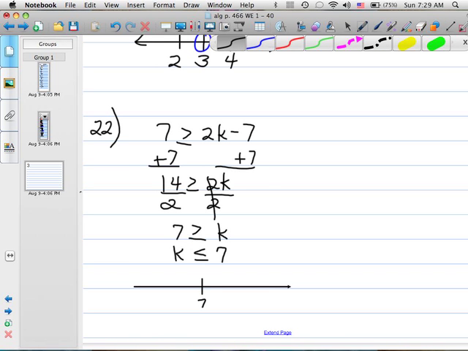So we put 7 down. First number to the left is 6, and then 8 to the right. And we're going to put a closed circle since it says less than or equal to, shaded to the left, solid arrow.